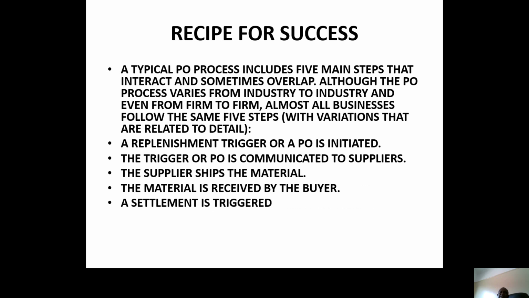Recipe for success. I think this is more of a repetition, all right? Because what we are saying is the purchase order system should trigger, or a purchase order should be initiated. That's the first step. The next one, trigger. The trigger or purchase order is communicated to the supplier. We've already said that. The supplier ships the material. The material is received by the buyer, and then settlement is triggered. We'll also look at settlement at a later stage. Settlement is triggered. And how is settlement triggered?